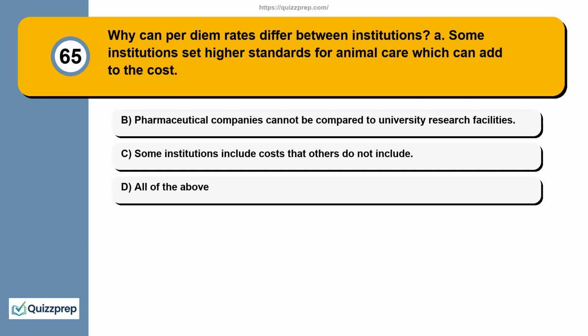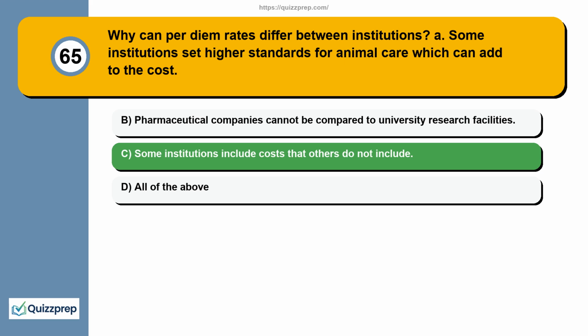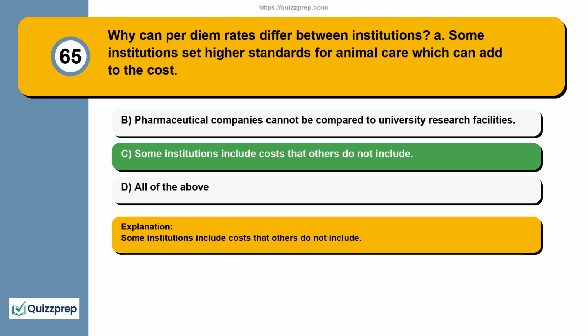Question 65. Why can per diem rates differ between institutions? Option A. Some institutions set higher standards for animal care which can add to the cost. Option B. Pharmaceutical companies cannot be compared to university research facilities. Option C. Some institutions include costs that others do not include. Option D. All of the above. The correct answer is option C. Some institutions include costs that others do not include.